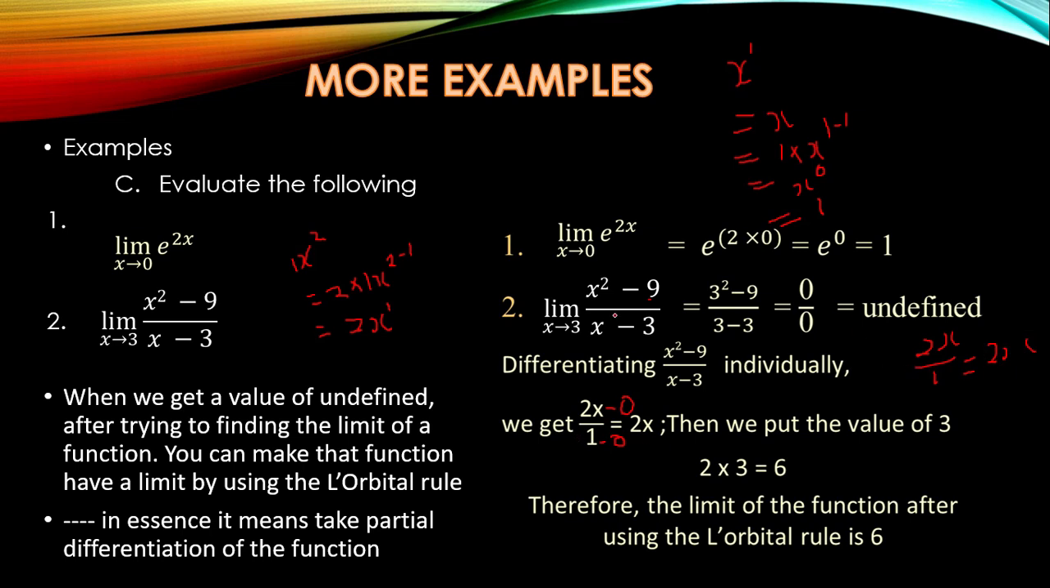So differentiating this function partially gave us 2x. Since we now have 2x as our function, as x tends to 3, we just put it into this. So we have 2 times 3, which is equal to 6. And just like that, you see, we've gotten the limit of the function to be equal to 6. So therefore the limit of the function after using the L'Hopital rule is 6.